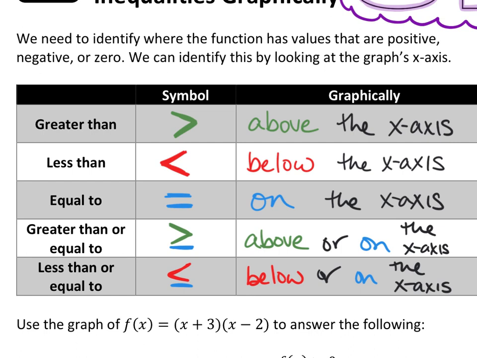For greater than, we're looking for where the graph is up above or above ground if the x-axis is the ground. And if we're looking for less than, you're looking for where it's below ground or below the x-axis. And we're going to color code a lot of stuff today. Because when we answer these questions, it's going to very much help for us to have the ideas of above, below color coded.